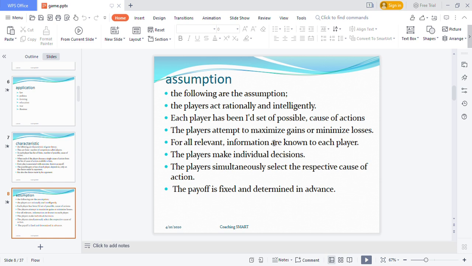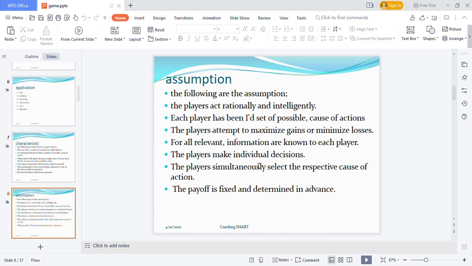Now, what are the assumptions? You know, assumptions create direction, create purpose. So the following are the assumptions. Number one assumption is the player acts rationally and intelligently. So the player will always be rational, well informed, and intelligent, using information. Number two, each player has been given a set of possible courses of action. So the player is aware of the set of courses of action. Number three, the player attempts to maximize gains or minimize losses. So the attempt here is you want to maximize your gain or you want to minimize your losses.